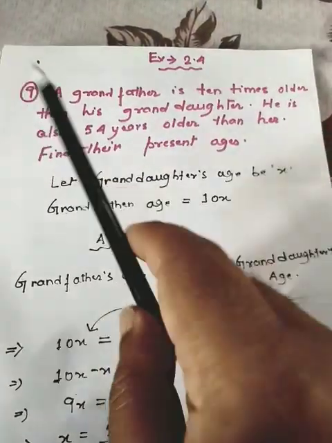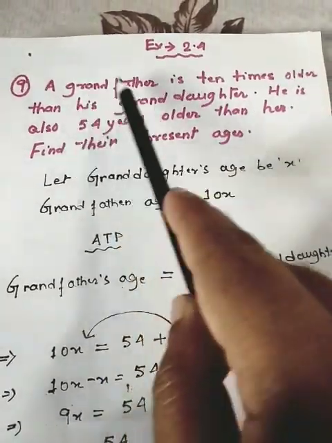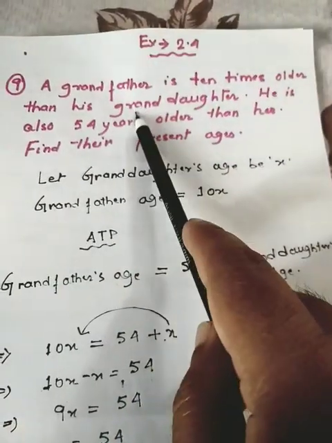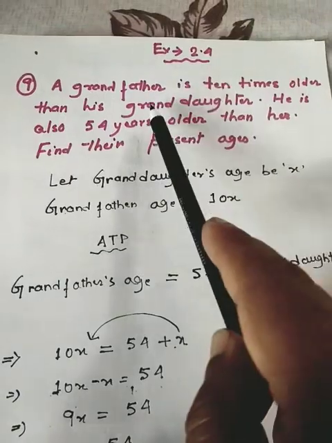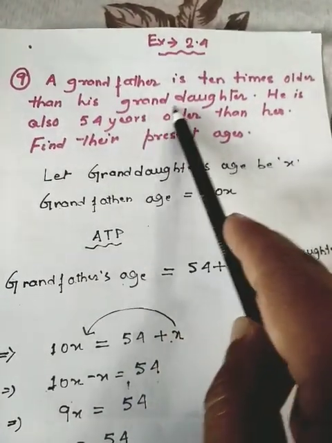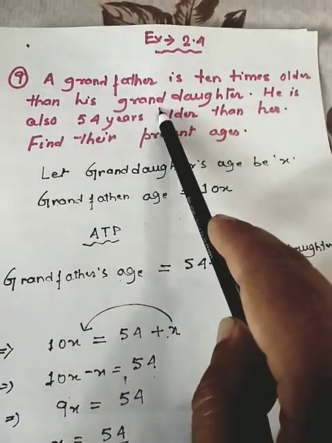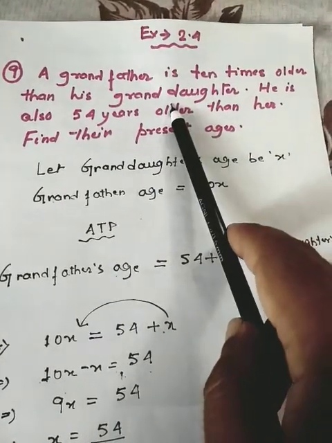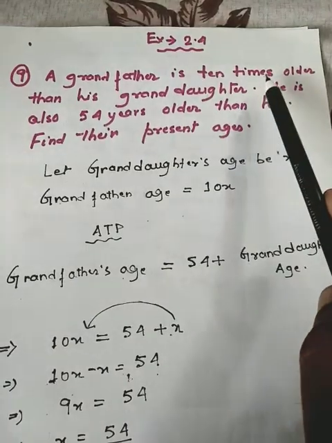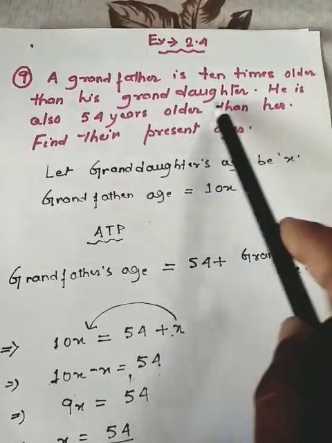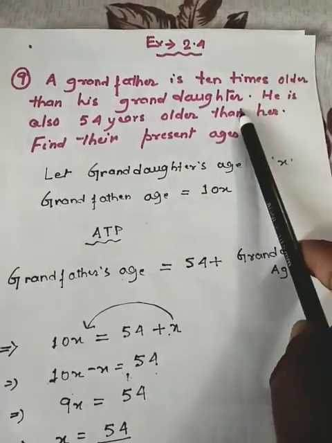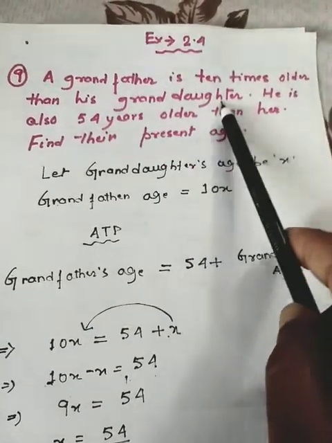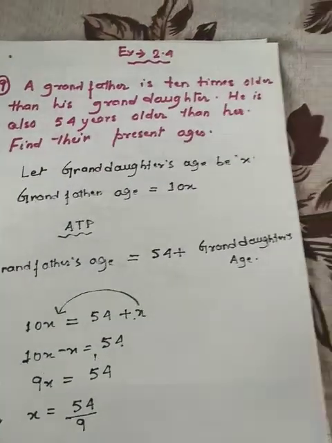Okay, so question number 9: a grandfather is 10 times older than his granddaughter. Fine. So the grandfather's age is compared with the granddaughter. Whatever the age of the granddaughter is, the grandfather would be 10 times that. Now he is also 54 years older than her. In another sentence, it is also said that the grandfather is 54 years older than the granddaughter. Find their present ages.